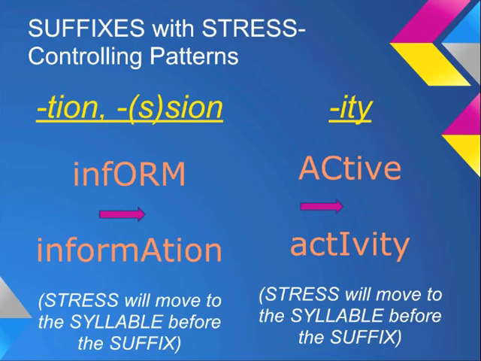For patterns that have stress-controlling suffixes, the stress will usually shift. For example, with the suffix -tion, notice how the stress will move generally to the syllable before the suffix. For example, the original word inform now becomes information. So the stress moves to the syllable before the suffix. This is also true with the suffix -ity. For example, active now becomes activity. So the stress will move to the syllable before the suffix. Some textbooks refer to this as a right shift in stress.